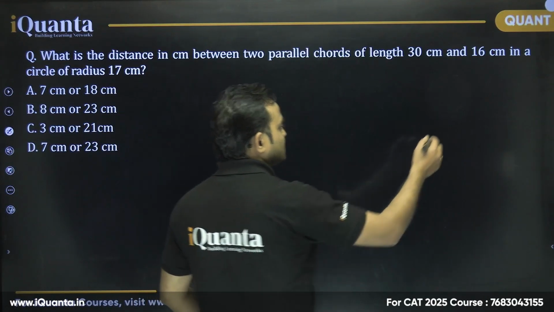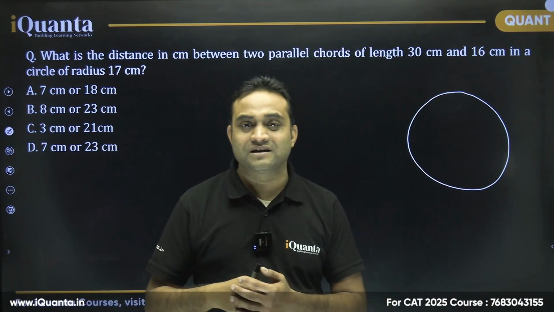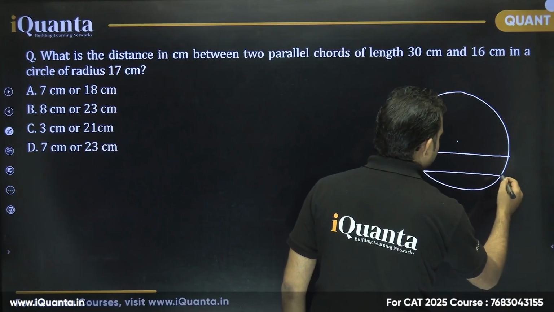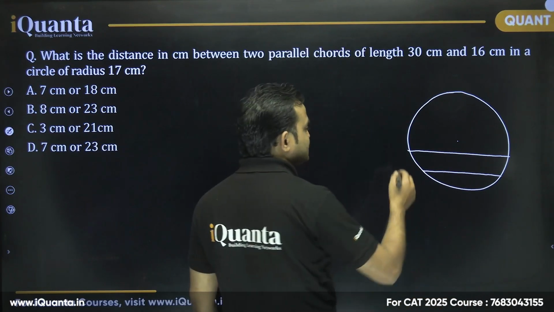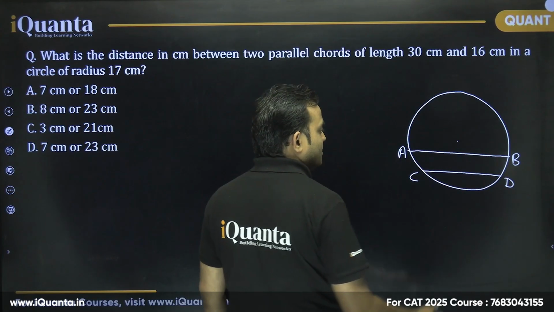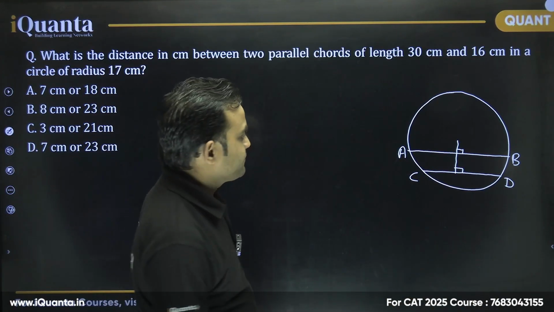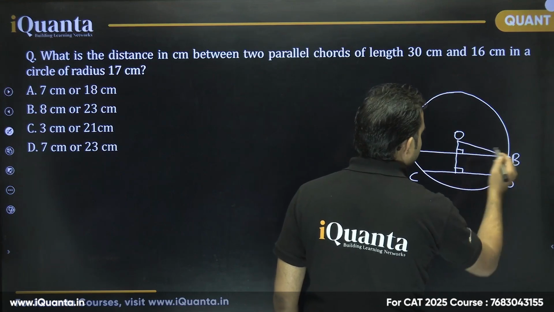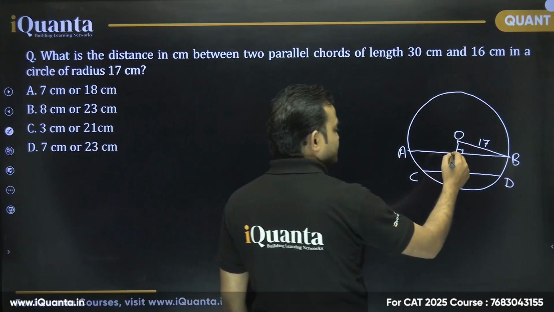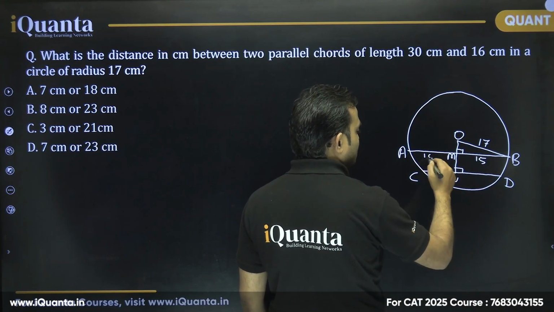So first let's draw a circle. Now we don't know whether these two chords are on the same side of the center or on opposite sides of the center. So let's take this chord and another chord. If we take the first case where both the chords are on the same side, let's say this is AB and this is CD. Now if I draw perpendicular lengths, and join OB, it's given that the radius OB is 17, AB is given which is 30. So if this point is M and this point is N, BM will be equal to 15, AM will also be 15.